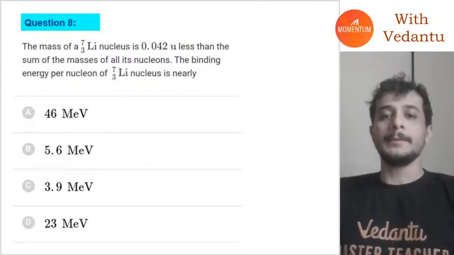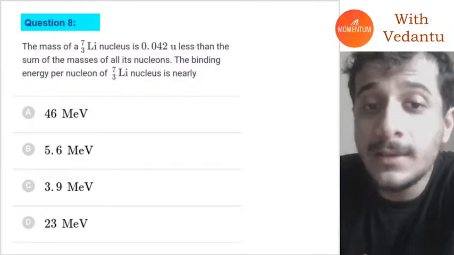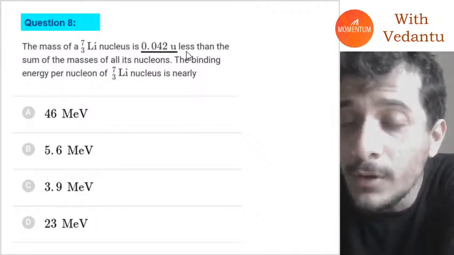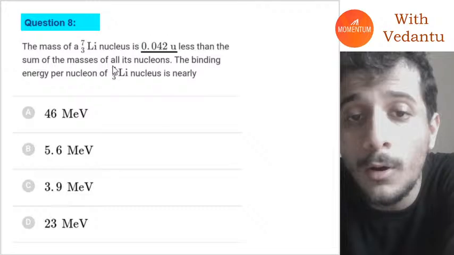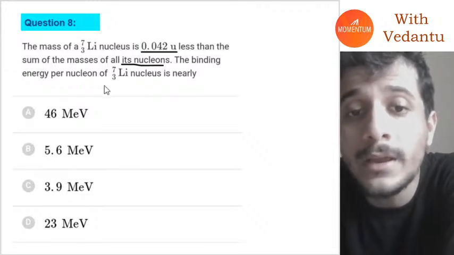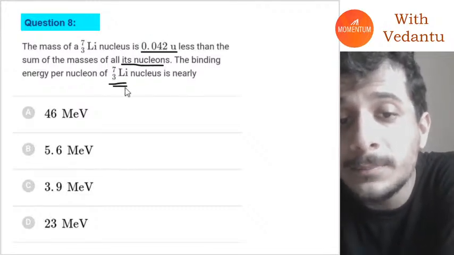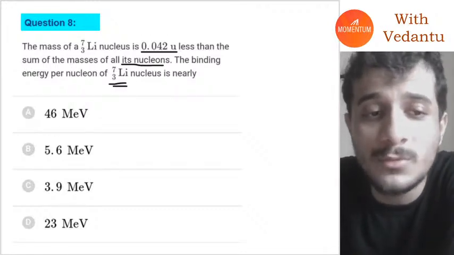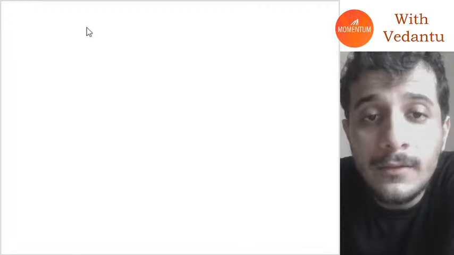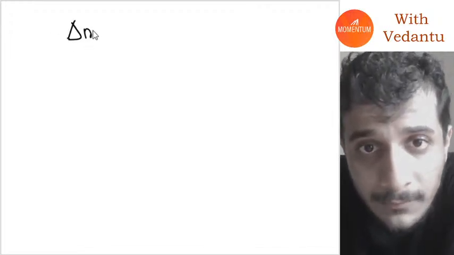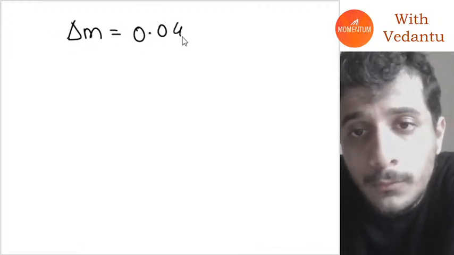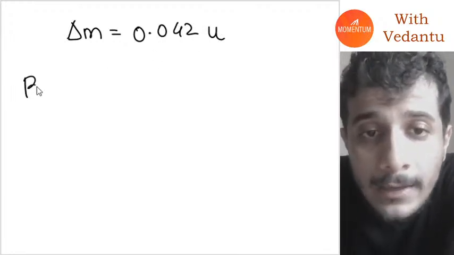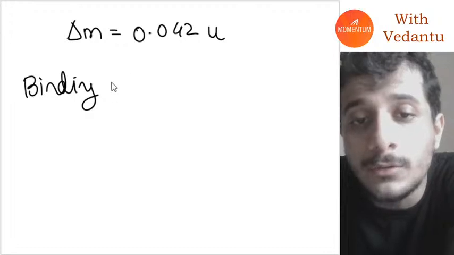Welcome. The mass of a lithium 37 nucleus is 0.042 atomic mass units less than the sum of all its nucleons. You have to find the binding energy per nucleon for this. Here it's very simple. You are given the mass defect as 0.042 atomic mass units, and you have to calculate the binding energy.